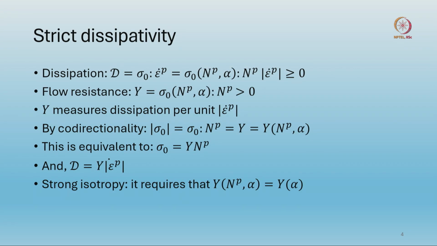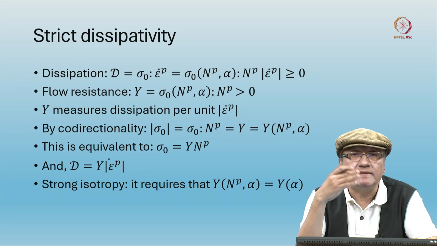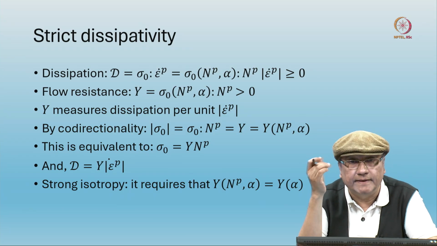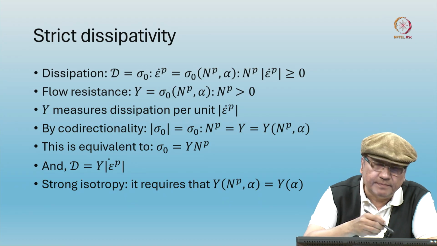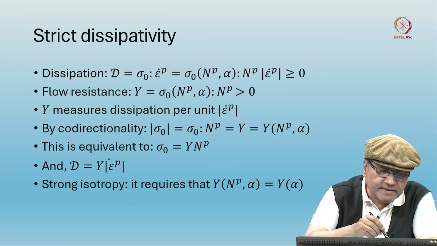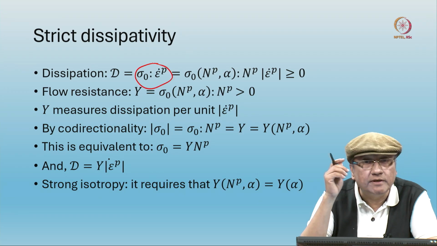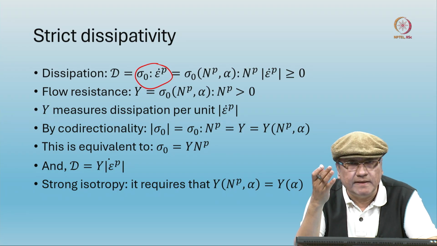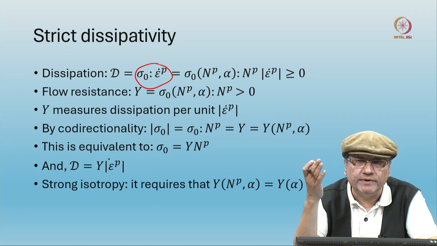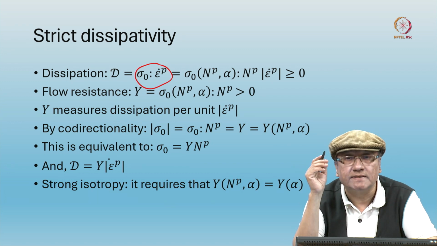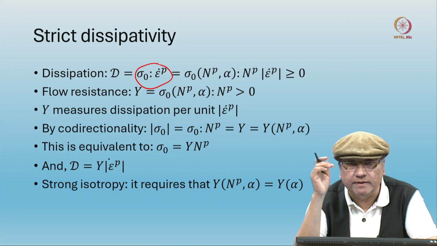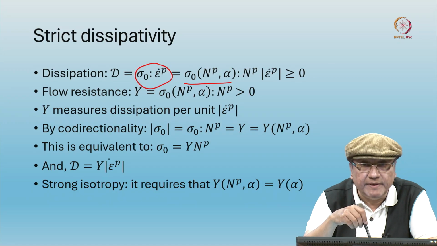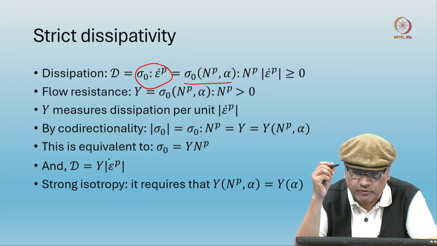Now, also let us take a look at the strict dissipativity in plastic flow. So, the strict dissipation, suppose there is no hardening, right. In that case, it is simple. In that case, the strict dissipation means that sigma 0 inner product with epsilon p dot gives you the dissipation, right. But epsilon p dot is also related to hardening, as we saw in the last slide. Therefore, we can include hardening also here, and we can in general say that sigma 0 is basically a function of NP and alpha. NP is the flow direction, the plastic flow direction.